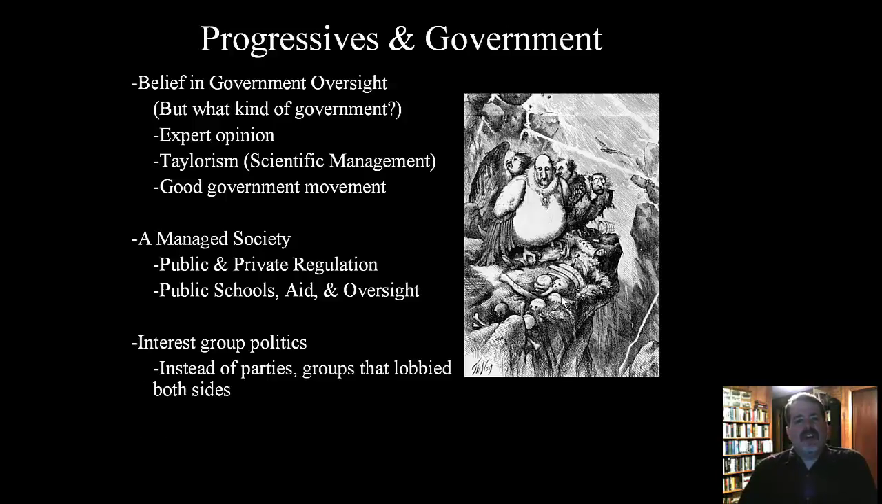Progressives wanted to get rid of this kind of corruption. Instead, they wanted people of expert opinion. They wanted people trained in public administration to be in government. What is public administration? This is something relatively new. This is actually a creation of the progressive era.